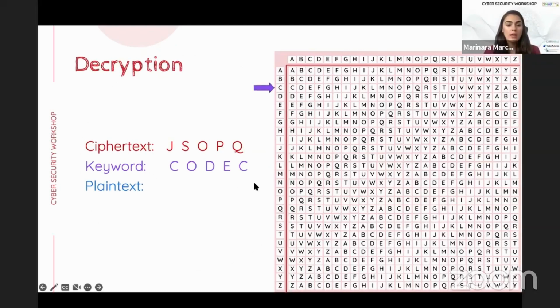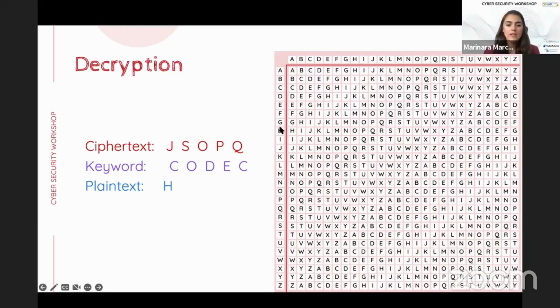Basically, we would work it out by finding the letter in the keyword. So C is the first letter in the keyword, and we would work our way down until we find the ciphertext, which is J in this case. And then we look up what's in the columns. That's where the plain text is. So the plain text is going to be H, because when we go down the keyword, the letter C, up until the letter J from the ciphertext, we go to the column H. Does that make sense? I'll do another one and then I'll get some volunteers to help.